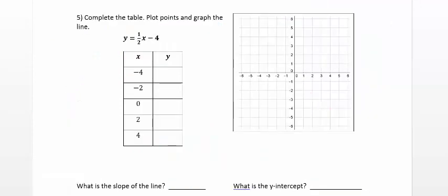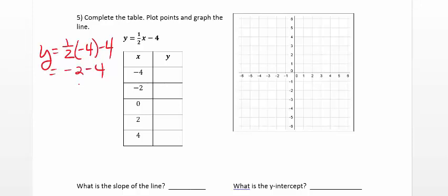Now in number 5, we want to complete the table and then plot the points. And we have a fraction here in front of x. So we picked values here in our table that are multiples of 2, the denominator. So we're going to plug in y equals 1/2 x minus 4, and substitute a -4 in there. Well, half of -4 is -2, and -2 minus 4 is -6. We can substitute a -2 in place of x.